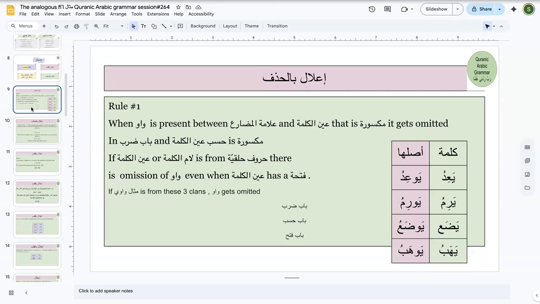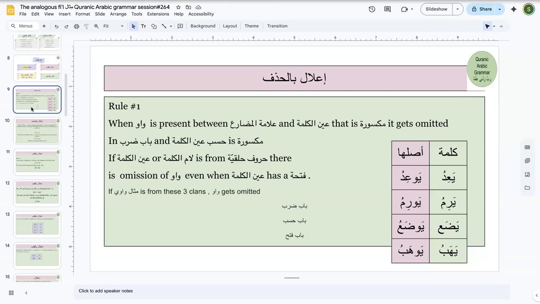And then after solidifying that main rule, when you come to the second rule, that if your ain kalima or lamul kalima is from haruf halkiya, there can be an omission of waw even when ainul kalima has a fatha. And the examples of that you are seeing on the slide, like yauda'u became yada'u, yawhabu became yahabu.